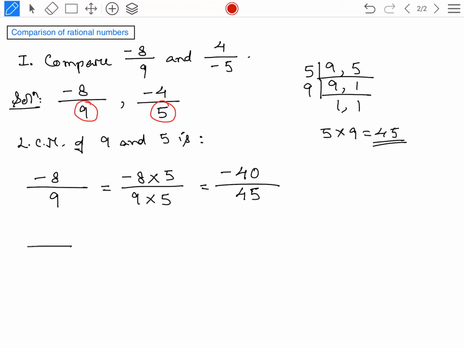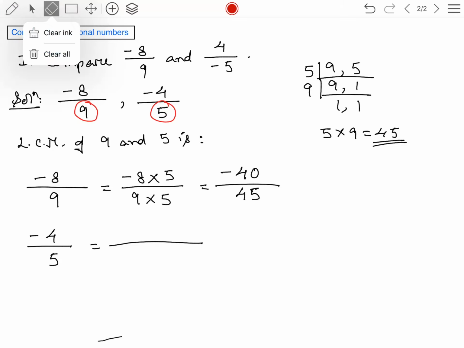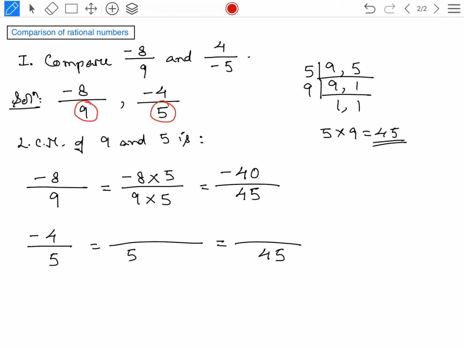The second step will also be same. I mean, for the second number, look, minus 4 by 5. Okay, so in between you have to write one such step such that the denominator becomes 45. So 5, how much the 45? We know that 5 9s are 45. Okay, so since we are multiplying 5 by 9, we need to multiply minus 4 by 9. Now 4 9s are 36. So minus will come, then 36.